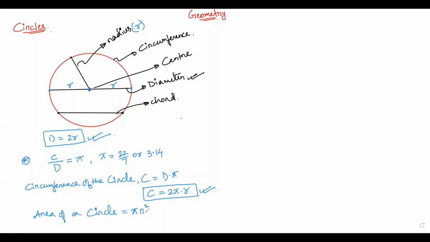Also, the area of a circle is given by pi into radius square. So, for any circle, the length of the diameter is twice the length of the radius. The circumference of the circle is given by 2 pi r, and the area of a circle is given by pi into r square, where the approximate value of pi is 22 by 7 or 3.14.